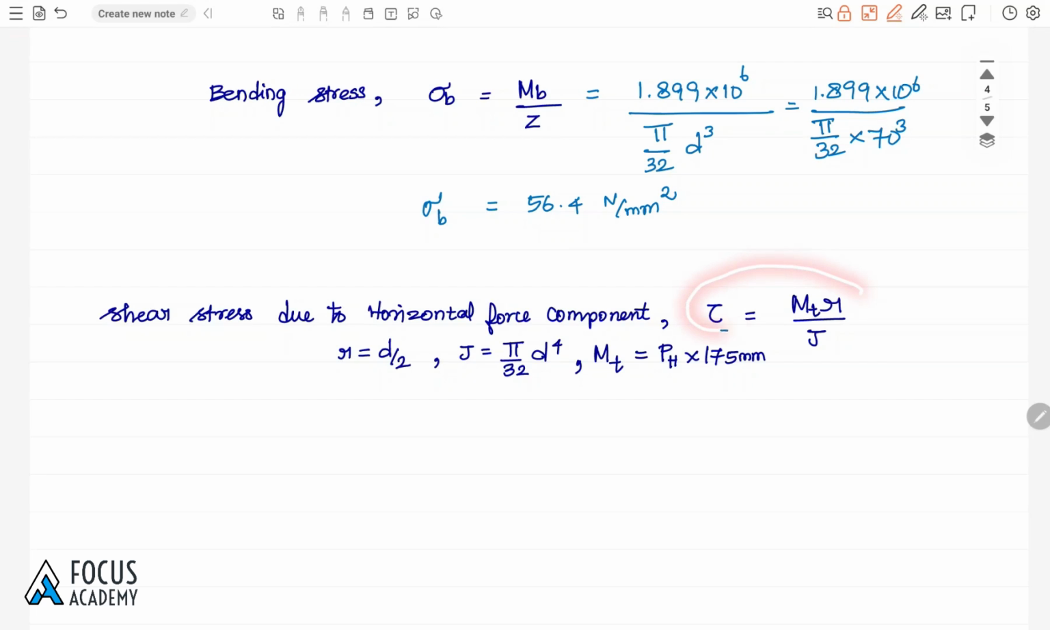The shear stress formula is equal to Mt into r by J. That is turning moment into radius divided by J. We can simply substitute here. Radius is equal to diameter by 2. J is the polar moment of inertia, pi by 32 d power 4. And Mt, the turning moment, is equal to the force value due to the horizontal component. So we have to substitute the Ph. So turning moment is equal to load into distance.